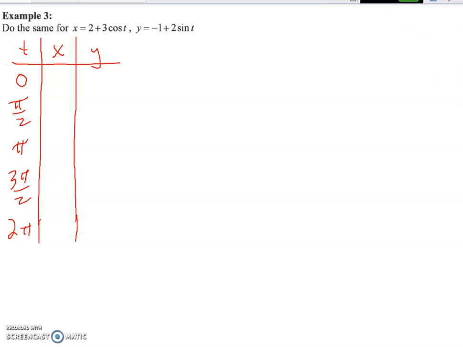Alright, so if I take 0 and plug into the x equation, I'm going to get 5. And if I plug into the y equation, I get negative 1. At t equals pi over 2, we're going to get the point 2, 1. At t equaling pi, we're going to get negative 1, negative 1. At 3 pi over 2, we're going to get 2, negative 3. And at 2 pi, we're going to get 5, negative 1. We're going to use those data points to sketch our curve.